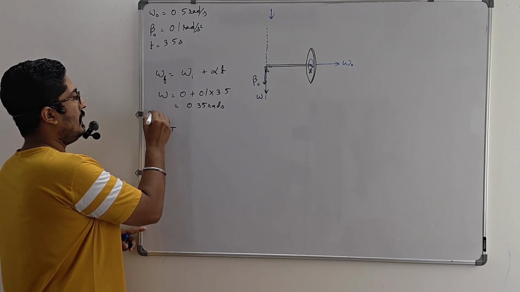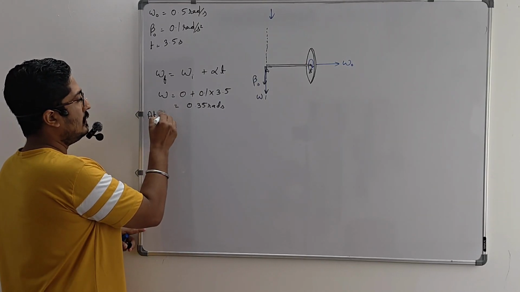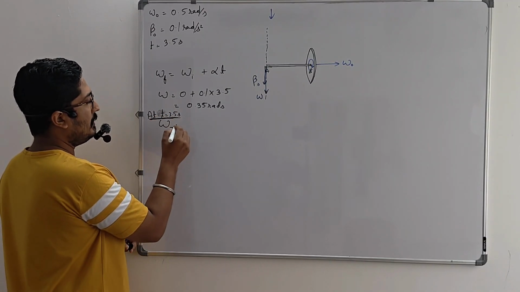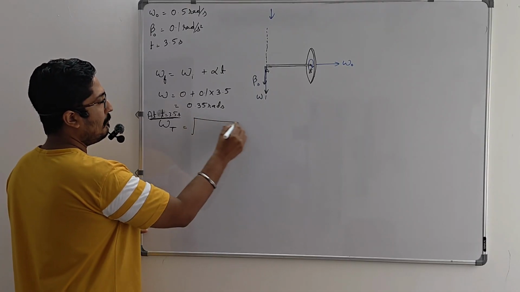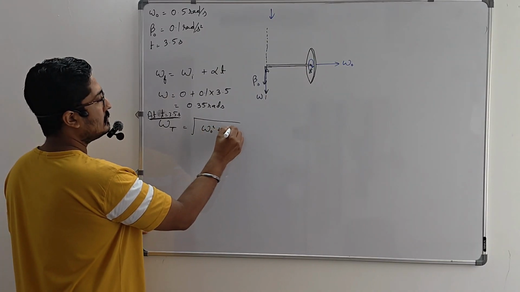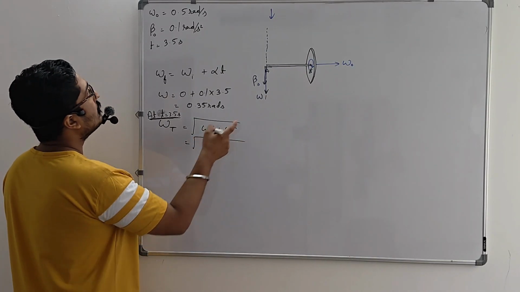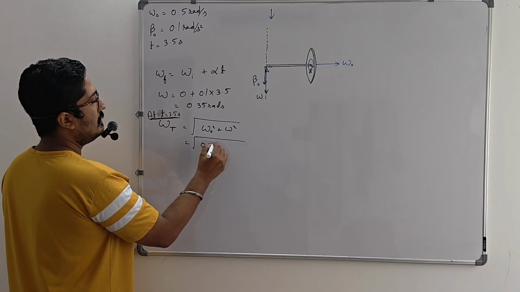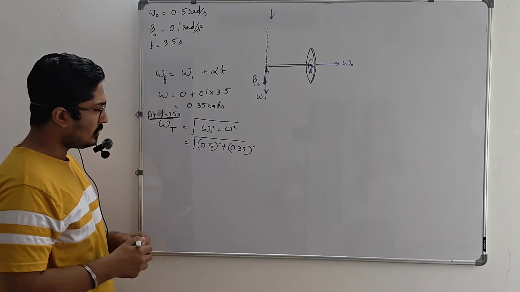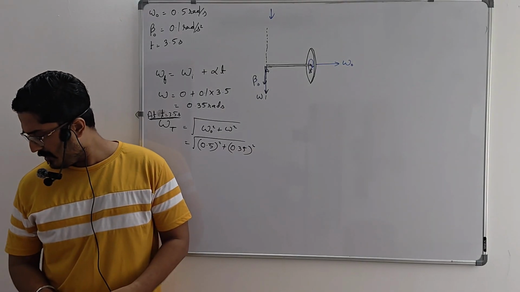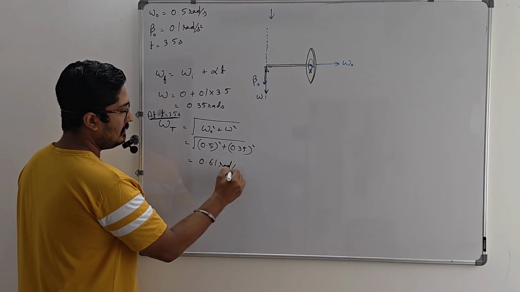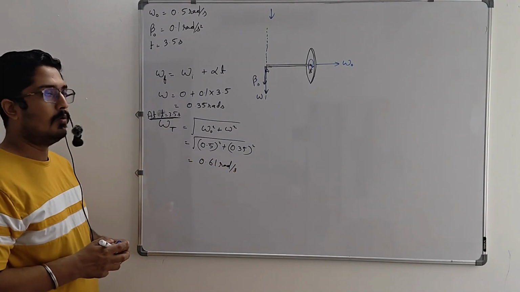then we can say at t equals 3.5 seconds, the total omega, magnitude wise I am saying, would be under root of omega naught square plus omega square. This would give me under root of omega naught, which is nothing but 0.5, square plus 0.35 square. And solving this, what do we get? We get the value to be 0.61 radian per second. This will be the total omega that I'll be getting.